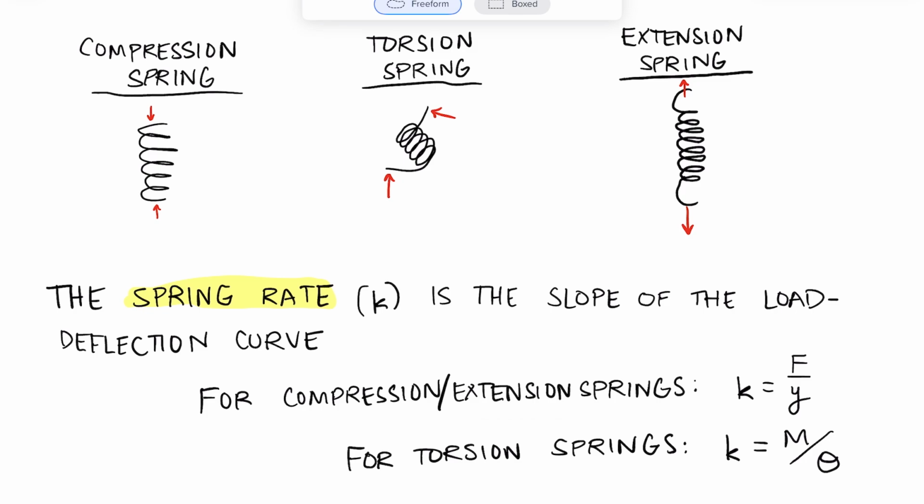Okay, and these spring rates, they may be constant if they're linear springs. They can also vary if you have a nonlinear spring. For the purposes of our class, we will focus on linear springs, but just keep in mind that k does not always have to be linear. With high deflections especially, k can start to change.